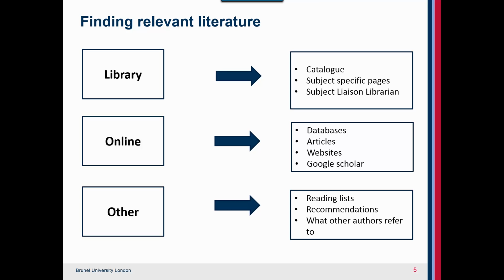Other ways of finding literature are to start off by looking at your reading list, which is given to you by your subject lecturer. They often have asterisks or required readings which are highlighted, so that's a great starting point. Also pay attention to any recommendations given to you by tutors, lecturers, and your fellow peers. And have a look at what other authors refer to in the readings that you find helpful and relevant to your topic area.